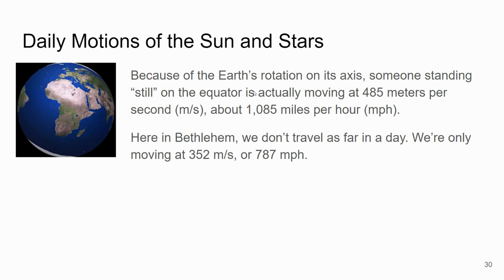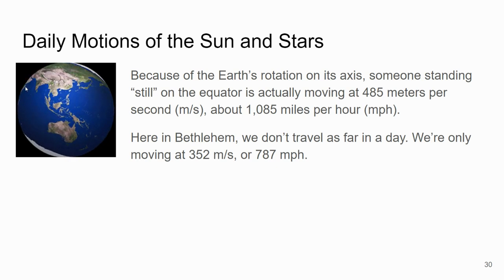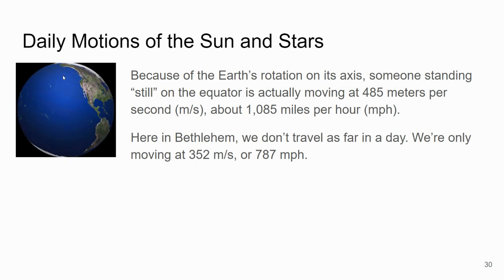If you're standing here in Bethlehem, if you look at how the globe is going, the biggest line of latitude around the Earth is the equator. Because we're more north, we're up around here. The circle we do every day isn't quite as big as the equator, which means we don't go as far in the same 24 hours. So we're not going quite as fast. But we're still going 352 meters per second, or about 787 miles per hour, which is weird. Right now, if you're sitting still, you're actually going 787 miles per hour to the east.